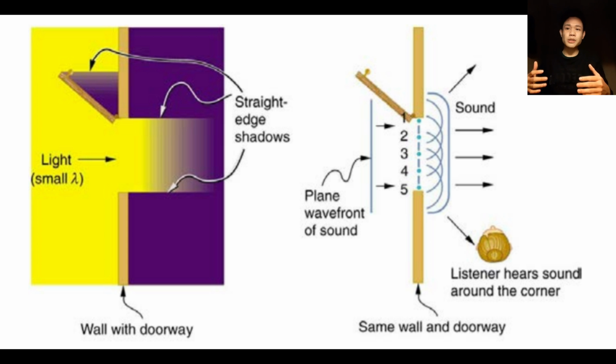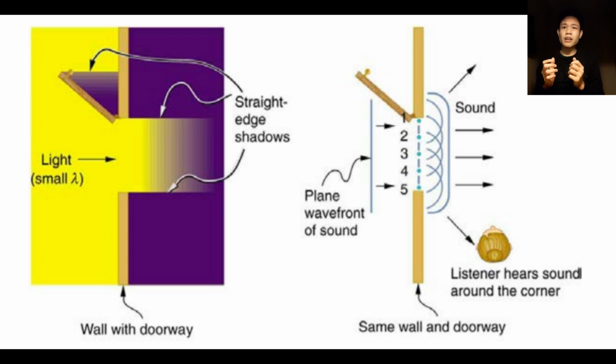What is the difference between the behavior of sound waves and light waves in this case? The answer is that light has very short wavelengths and acts like a ray, like a gamma ray, for example. Sound has a wavelength on the order of the size of the door and bends around the corners.